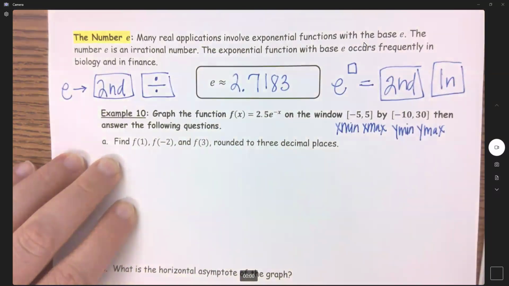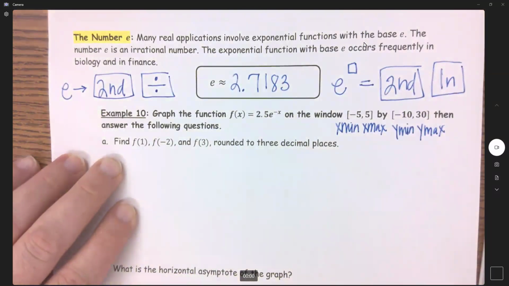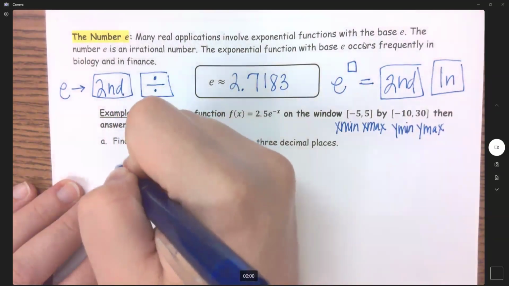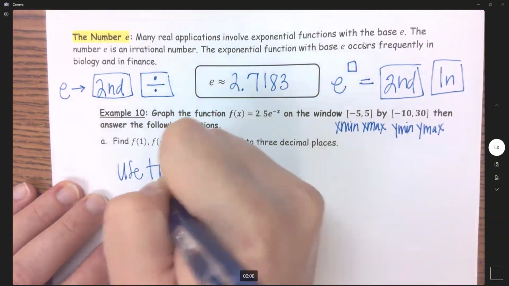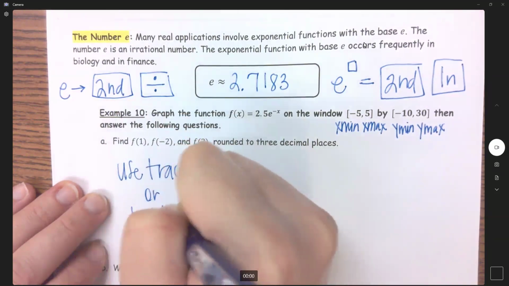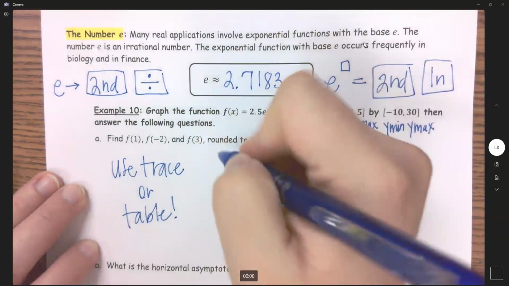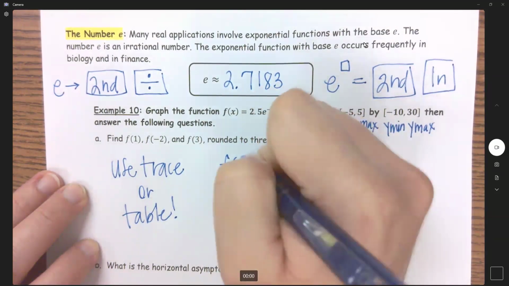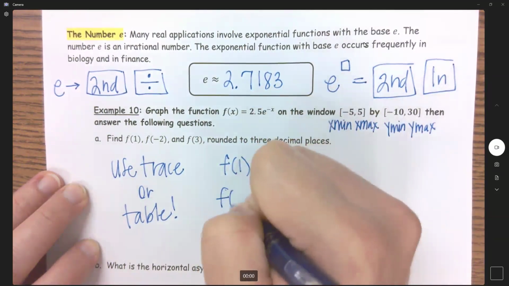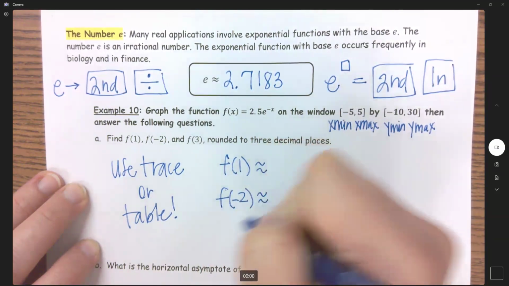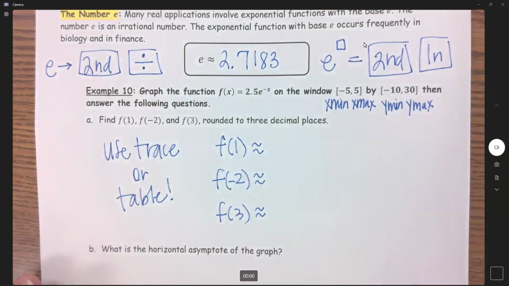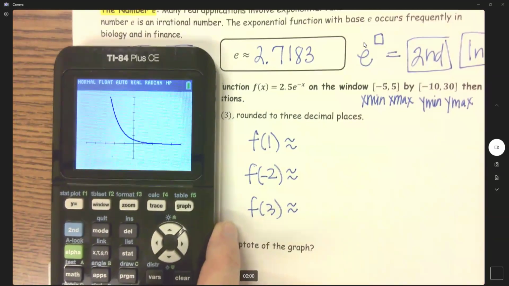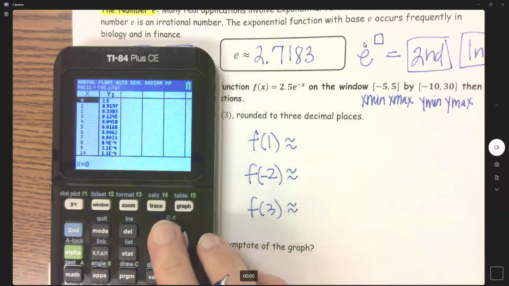So part A wants us to find f of 1, f of -2, and f of 3, and we're going to round to 3 decimal places. So we will use trace, or you can use the table here. Okay, so you can use either one. When I have multiple, I kind of like using the table more. So I'm going to go second table.